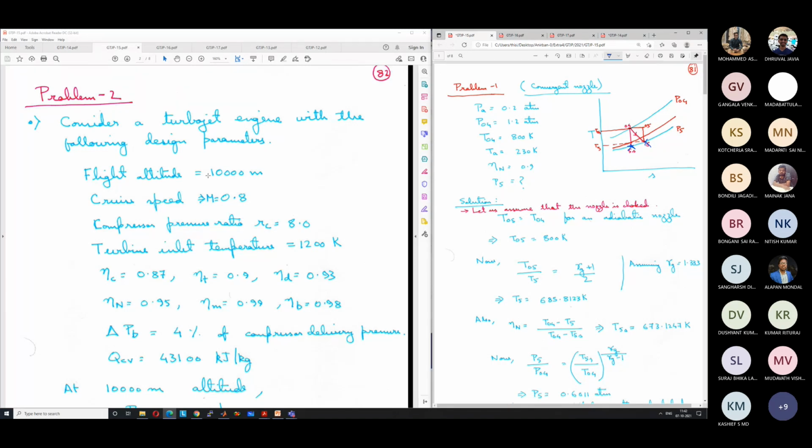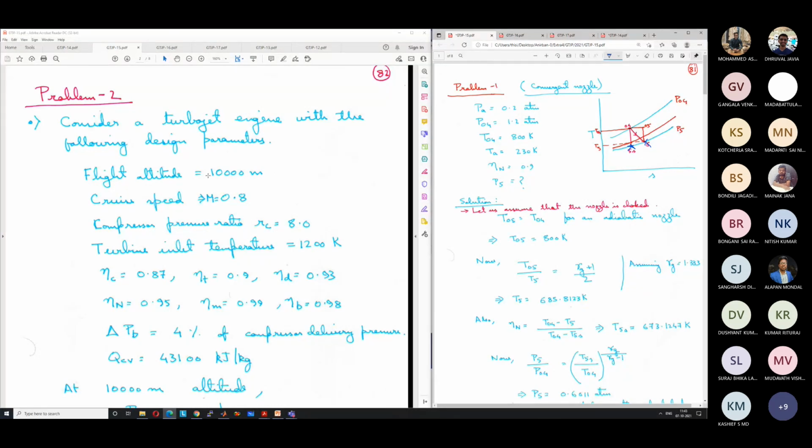Typical aircraft generally fly around this altitude. For turbofans, which we fly nowadays, we fly around 10 kilometer altitude, typically 9 to 12 kilometer within this range, 30 to 40,000 feet. Mach number is 0.8, which is also a realistic value for a passenger aircraft, but not for military aircraft. The compressor pressure ratio is given as 8. Turbine inlet temperature, which is the maximum temperature, is given as 1200 Kelvin. So these are our design parameters.